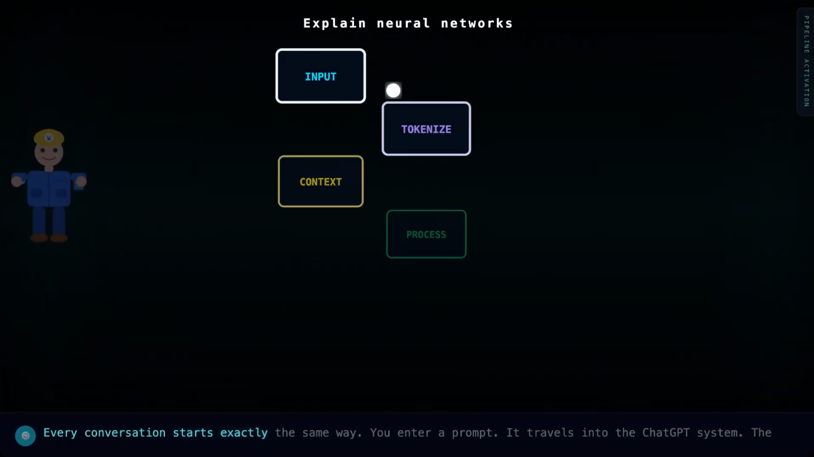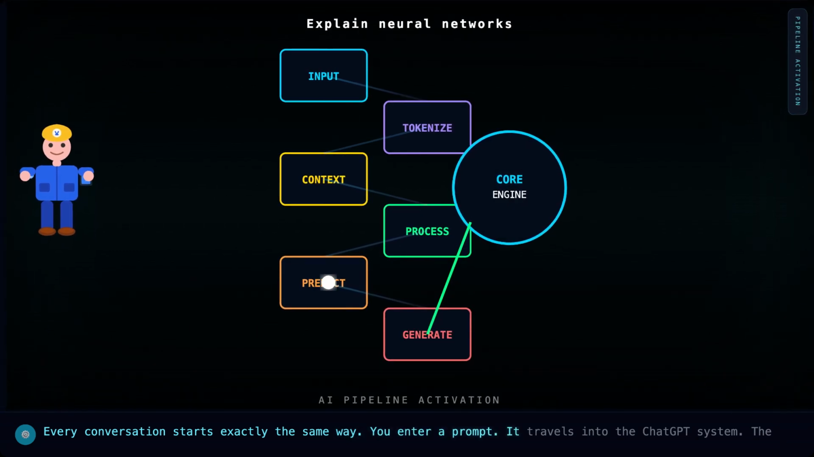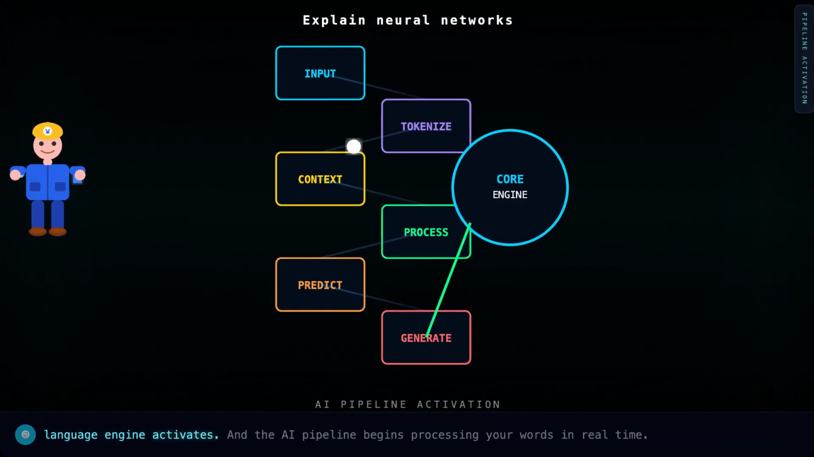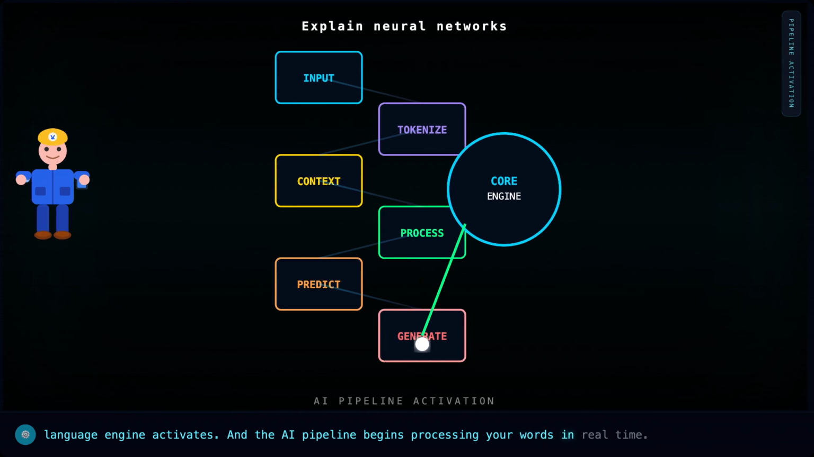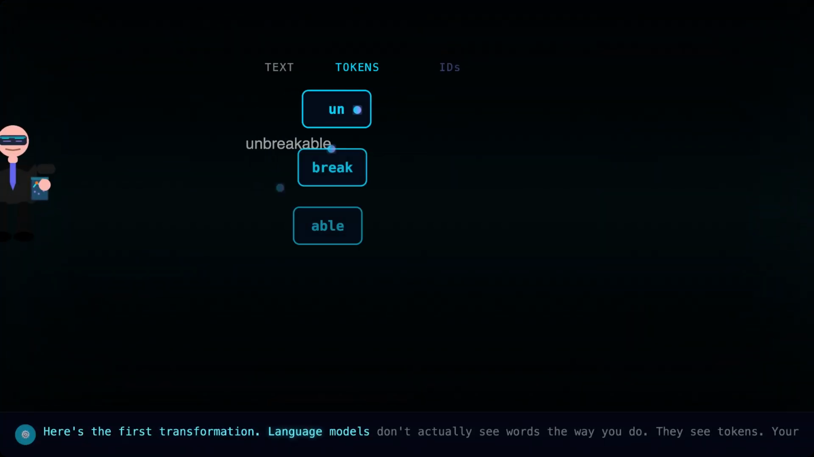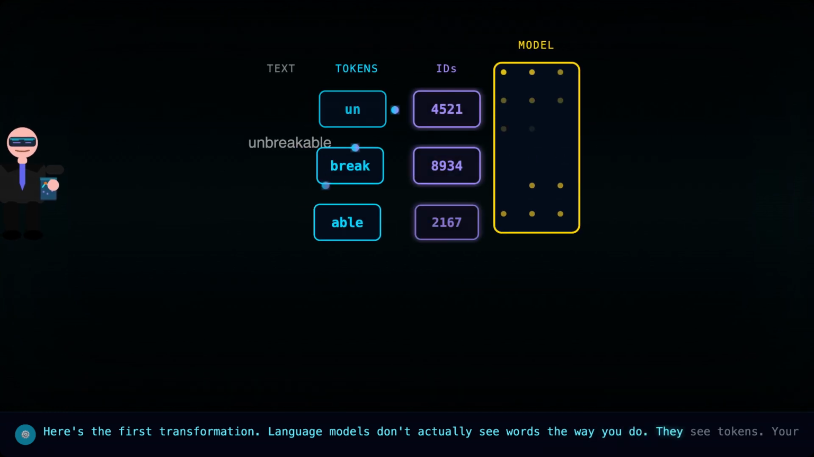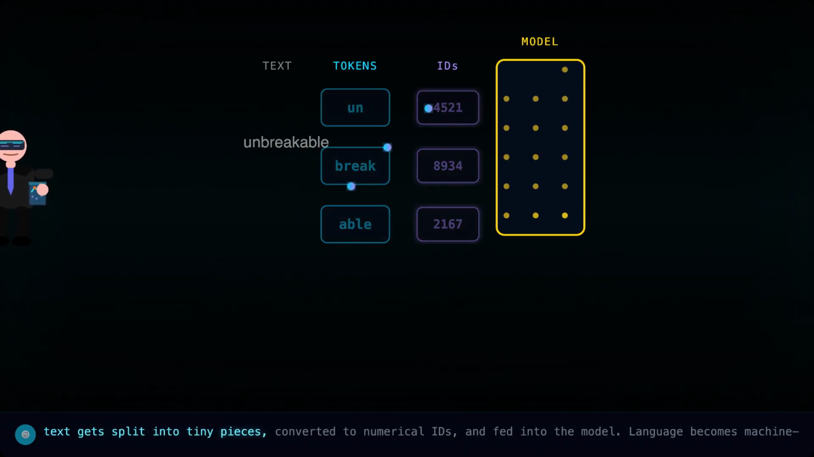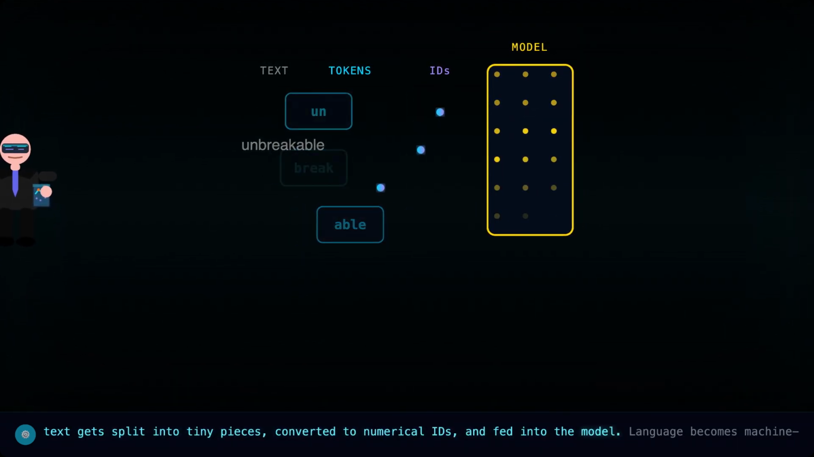Every conversation starts exactly the same way. You enter a prompt. It travels into the ChatGPT system. The language engine activates. And the AI pipeline begins processing your words in real time. Here's the first transformation. Language models don't actually see words the way you do. They see tokens. Your text gets split into tiny pieces, converted to numerical IDs, and fed into the model. Language becomes machine-readable data.